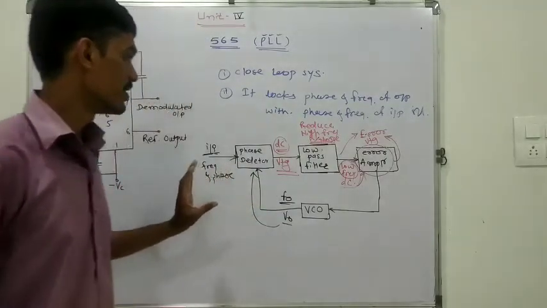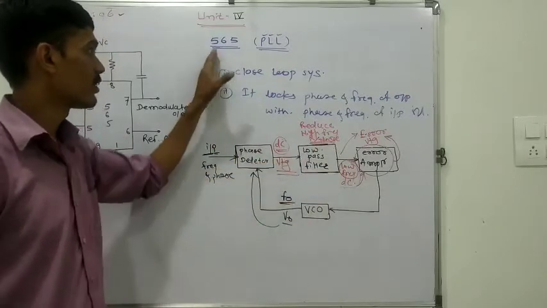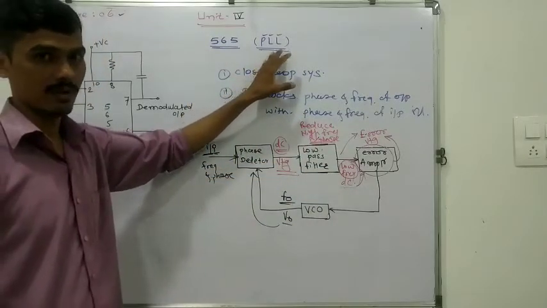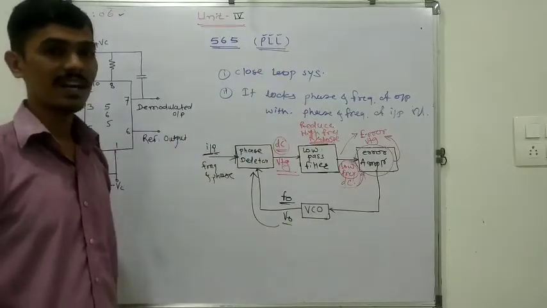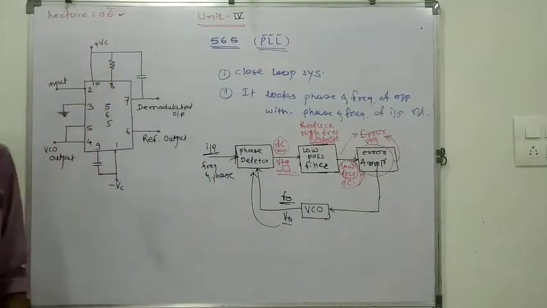So this is the complete circuit, or complete working, of the phase lock loop system. In this way we are getting the input signal and output signal at the same frequency with the same phase.